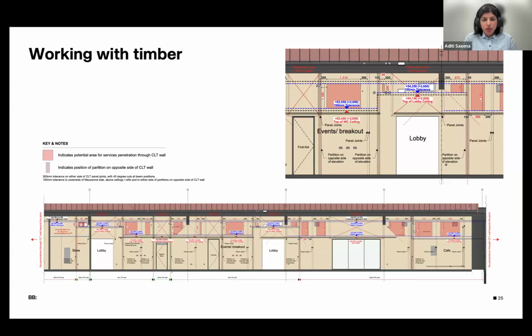So this was one of the key elevations. It was fire rated, so we had a lot of penetrations coming through. This is the wall between the studio block and the workshops.